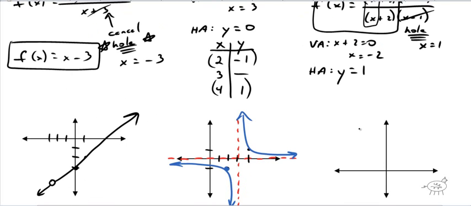So let me sketch these in here. Okay, so let's see, we have x equals -2. So I'm going to go to -3 because I'm going to pick a point on either side. And we're going to put a couple things here. There we go. All right, so vertical asymptote, x equals -2. And horizontal asymptote, y equals 1.